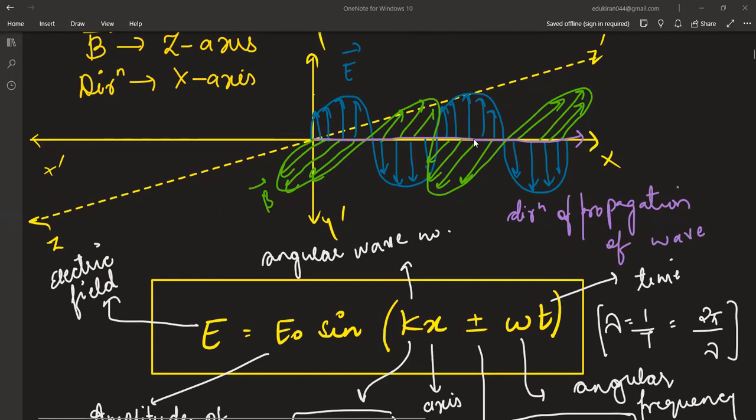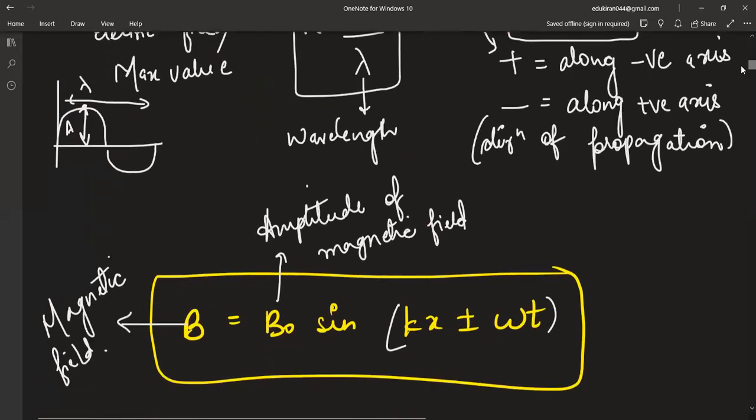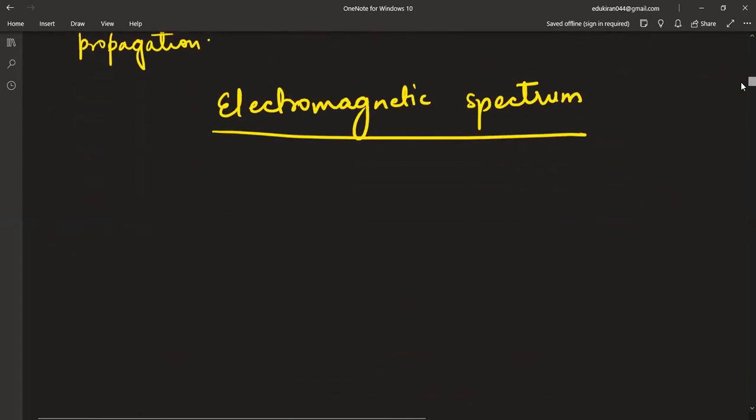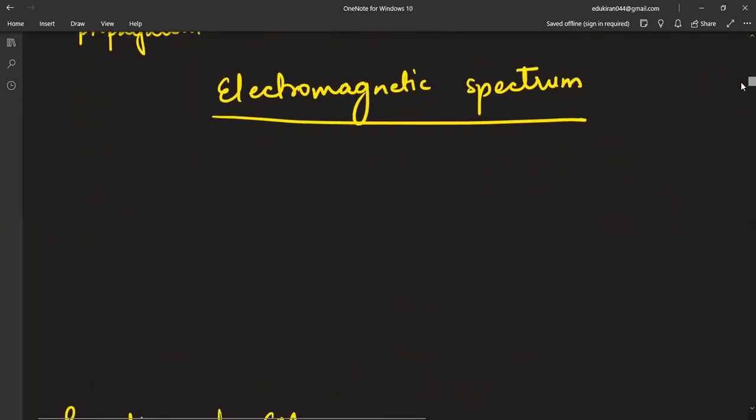All right. So till here we had completed the last equation. We had derived all the values of it, right? Magnetic field also we had written, electric field also we had written. So the definition of EM waves also we had completed, and the electromagnetic spectrum was there.